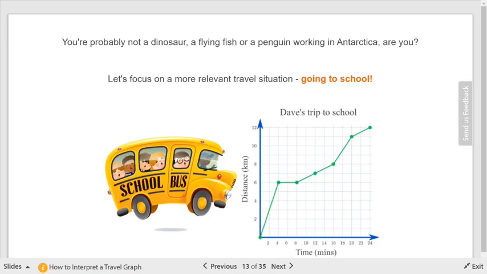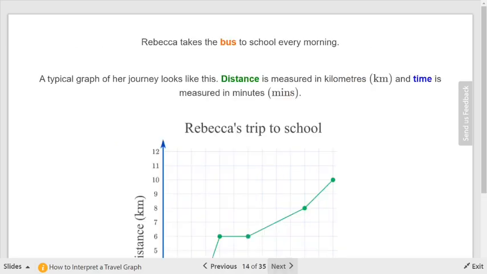So, as you travel along, he's going some distance. In this case, how is this distance measured and what kind of units? Kilometers, excellent. And the time units they're using? Minutes. So kilometers and minutes.